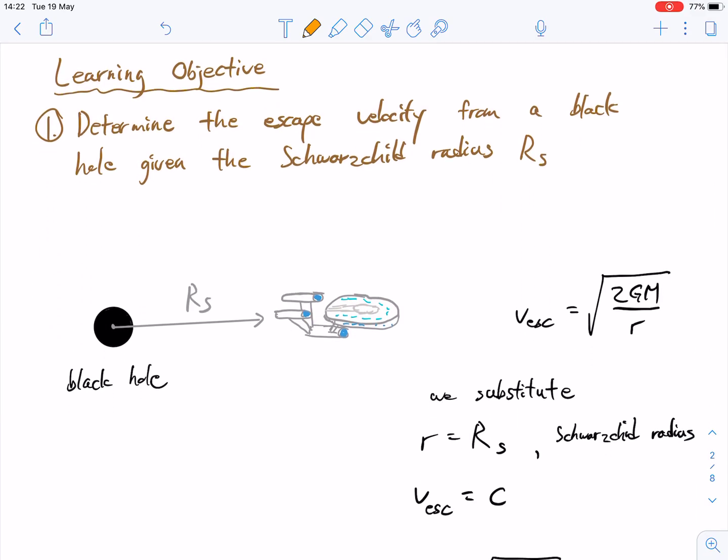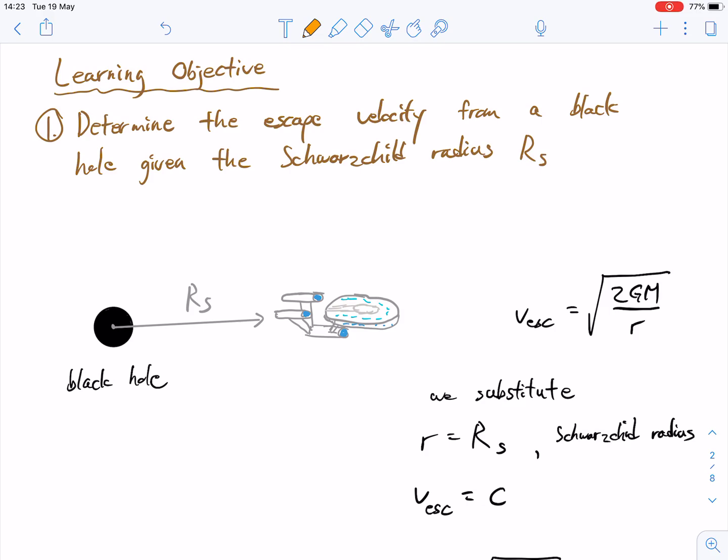So our first learning objective is closely related to our previous lesson on escape velocities in chapter 10. This time we're talking about a slightly more specific physical situation, a black hole. So we know that a black hole is able to pull in or attract, through the gravitational field, things moving as fast as the speed of light, okay? So even light cannot escape a black hole, hence its name.